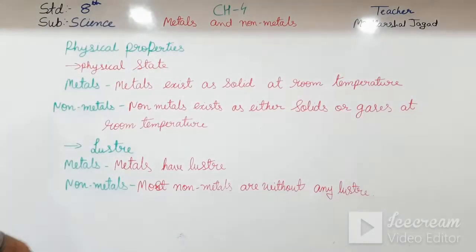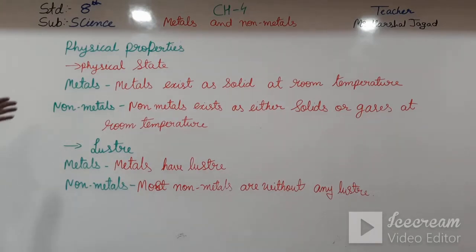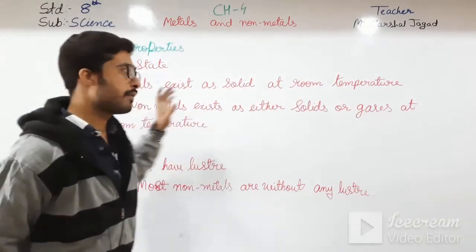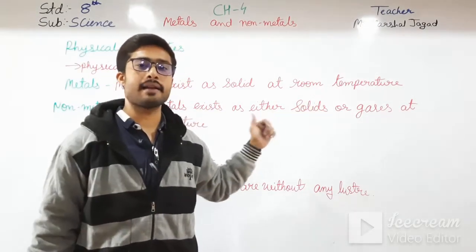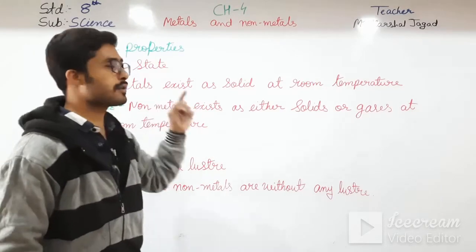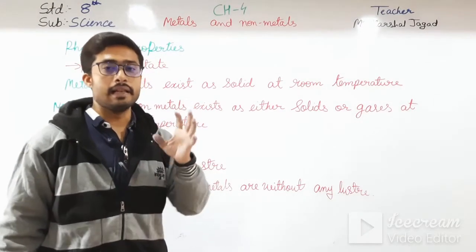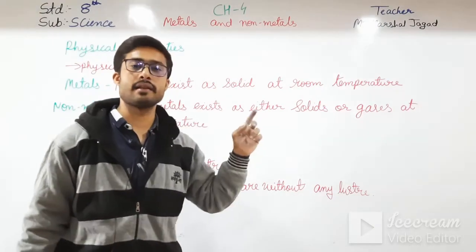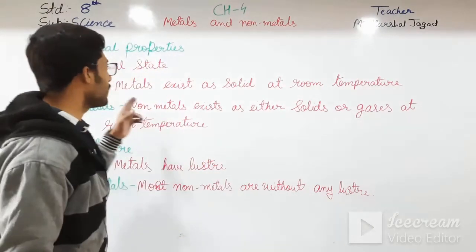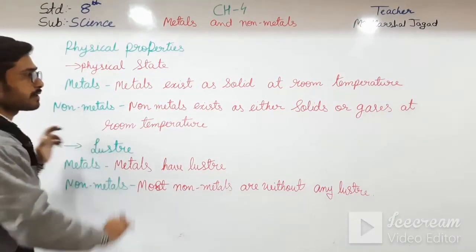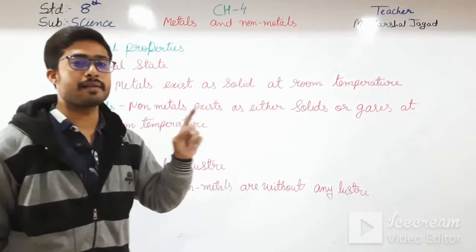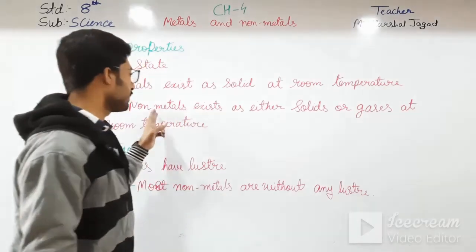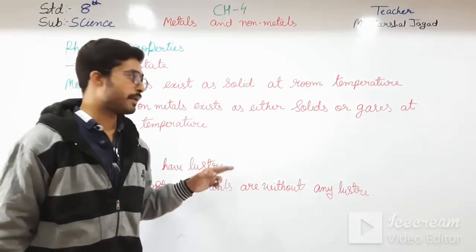Okay, students. So, let us see it again. The physical state. In metals, exist solid at room temperature, and non-metals exist as solid or gas at room temperature. In metal, there was an exception, that was mercury. Mercury is liquid at room temperature, and here in non-metal there was bromine, which exists liquid in the room temperature. All the other metals are solid at room temperature and non-metals are either solid or gas. In metals, that is mercury, it is in liquid form in the room temperature, and the other bromine, it is liquid in the room temperature, that is non-metals.